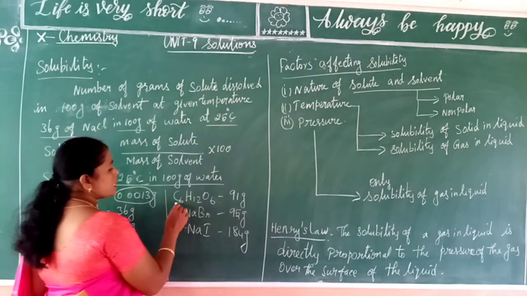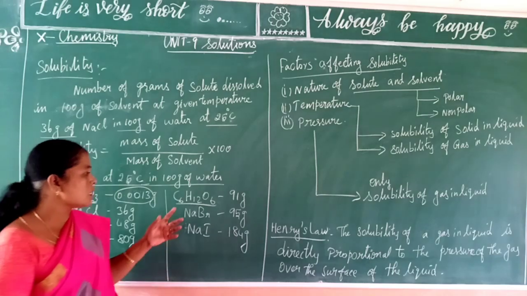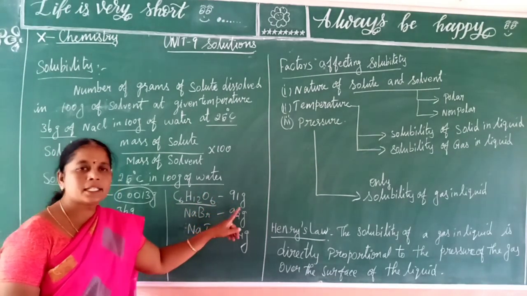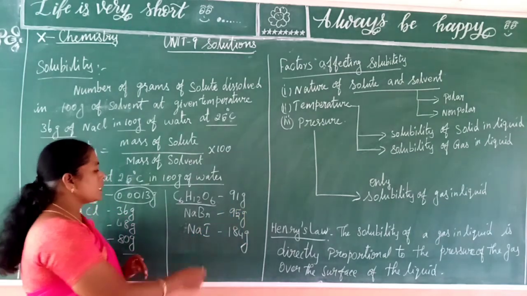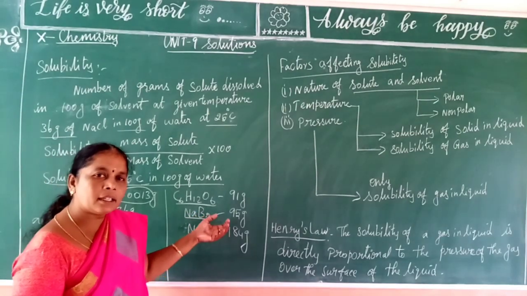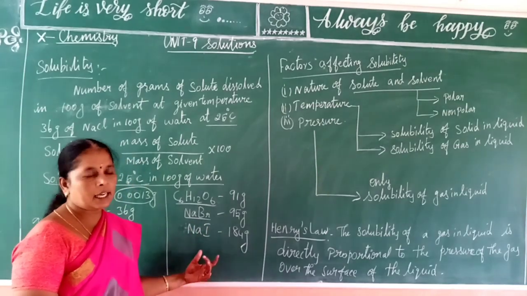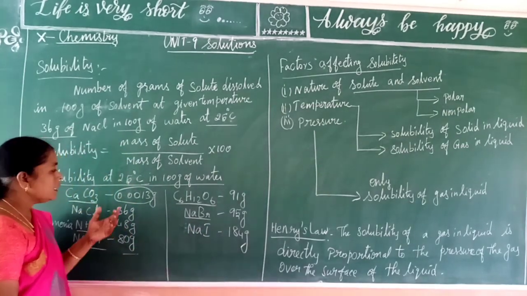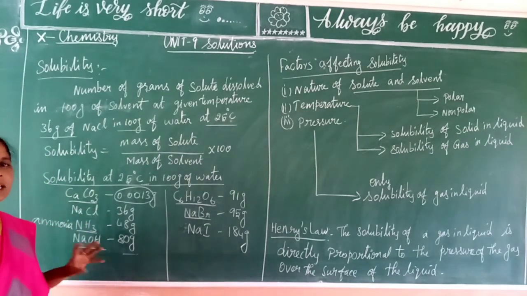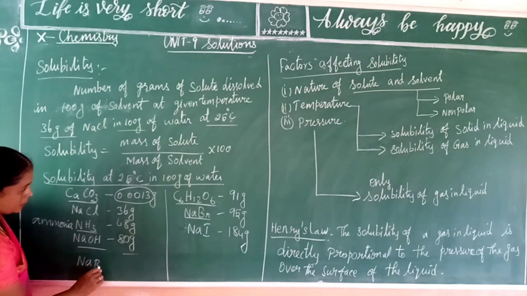Okay, next C6H12O6. This is glucose. You know very well glucose. It dissolves in 100 gram of water at 25 degrees centigrade to the extent of 91 gram. Okay, next NaBr. How many grams of solute will dissolve in 100 gram of water at 25 degrees centigrade? 95 gram. The same way NaI. They are given in increasing order. It's the same order, you have to read it. Suppose they give the solubility like this also. Is it correct or not?